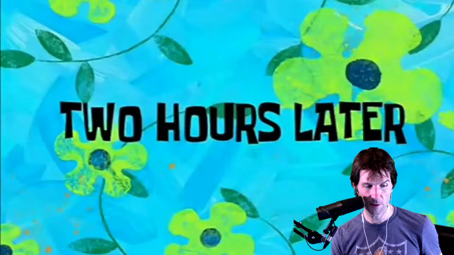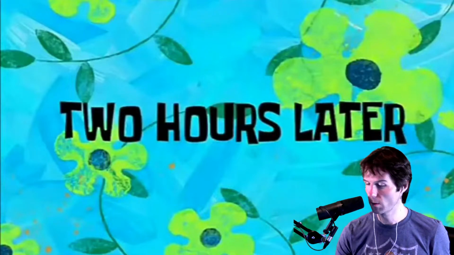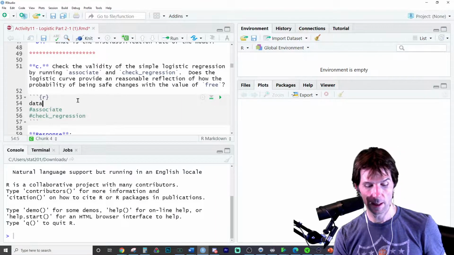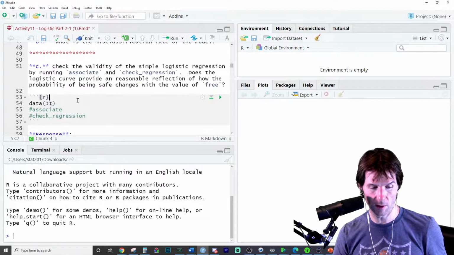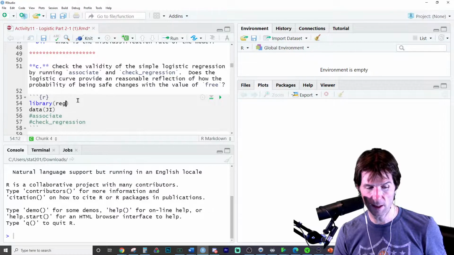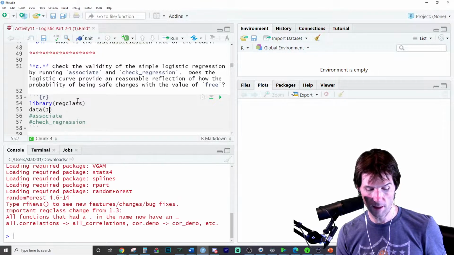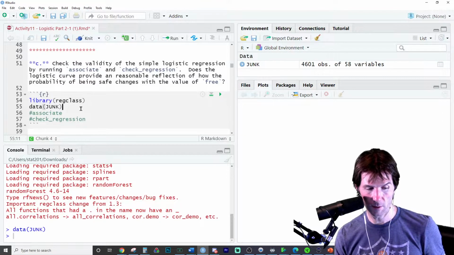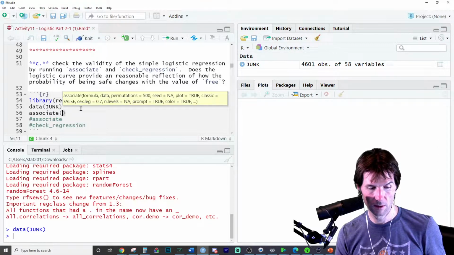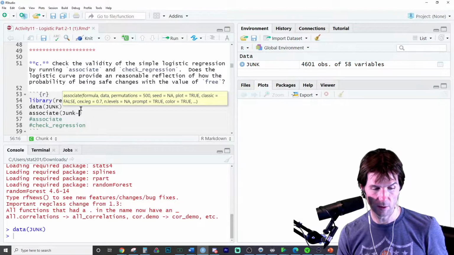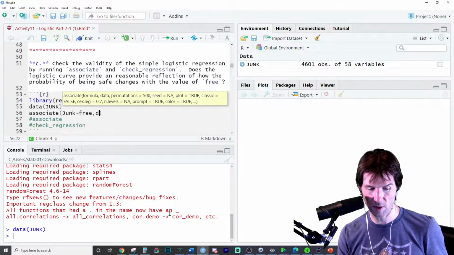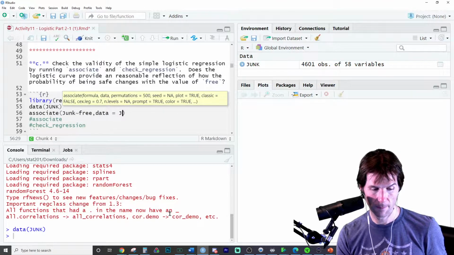And let's go back to the question. Here we are on the question. Let's try it again. We need to load up our library, regclass, and load up the junk data. There we go. Associate, and junk, free. Oh, we can't use free like that. We have to use free like this. Maybe that was a problem. Should have looked at my code a little bit more. Data equals, and capital Junk.